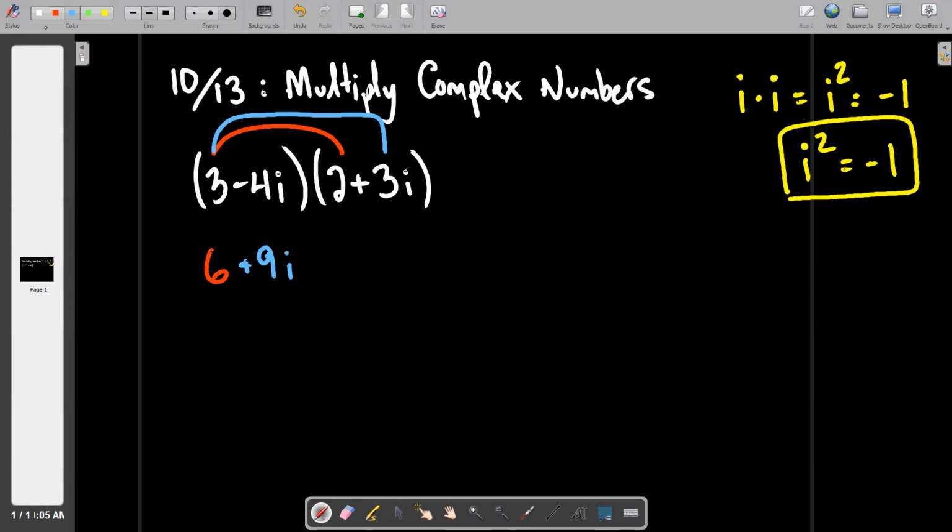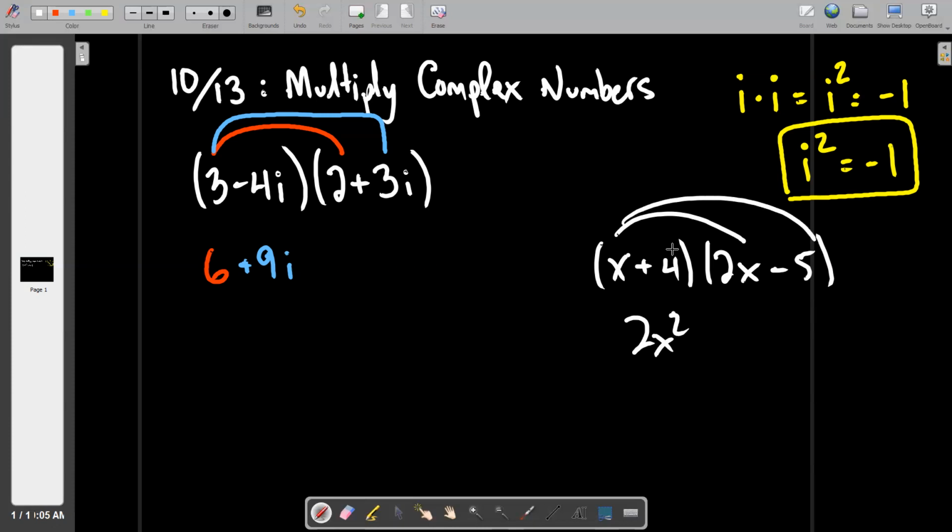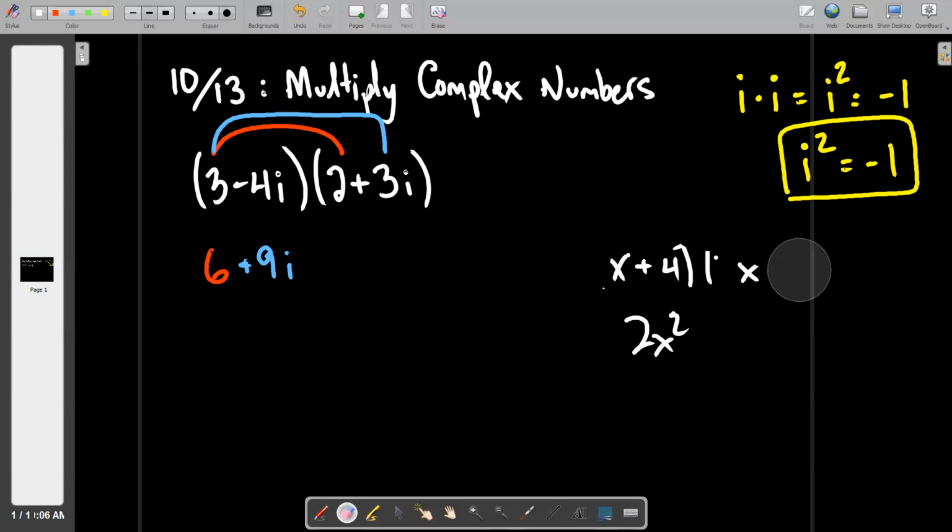You've done this before, by the way. If you're at all confused right now, you've literally done this hundreds of times. We used to do it like x plus 4 times 2x minus 5. You've done it forwards, you've done it backwards, where x times x is 2x squared, minus 5x. We're just doing it with i instead of x. So let's head on. I'll switch colors now.